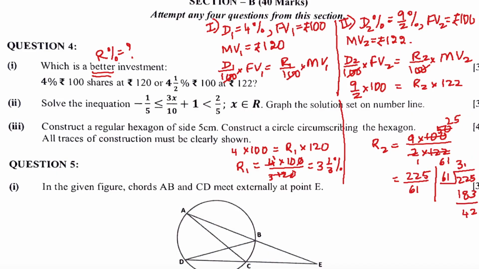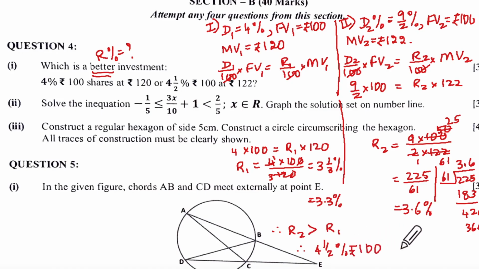So 3 point, this will go 6 6 36. So this will be 3.6, doesn't matter. It is approximately 3.6 percent here. And what is this? 3.3%. Agreed? Then what you'll say, since R2 is greater than R1, therefore investment 2, means 4.5% rupees 100 at rupees 122, is a better investment.